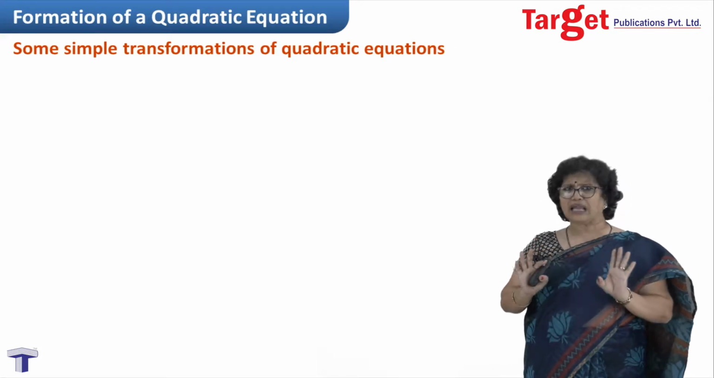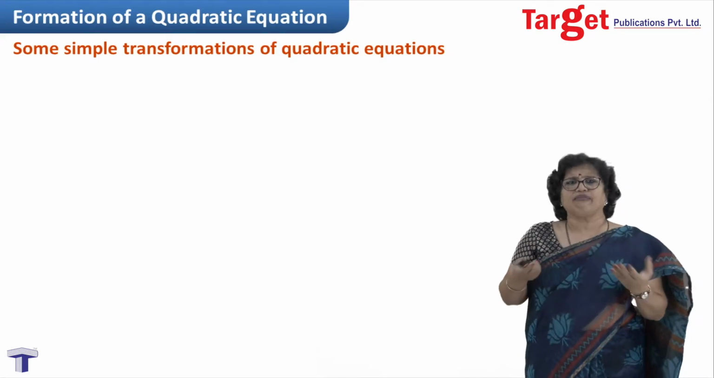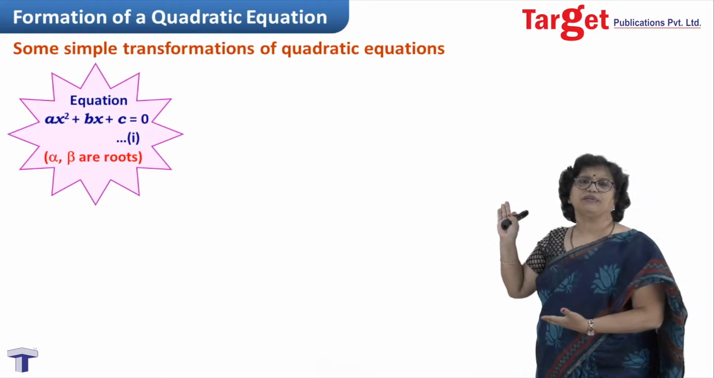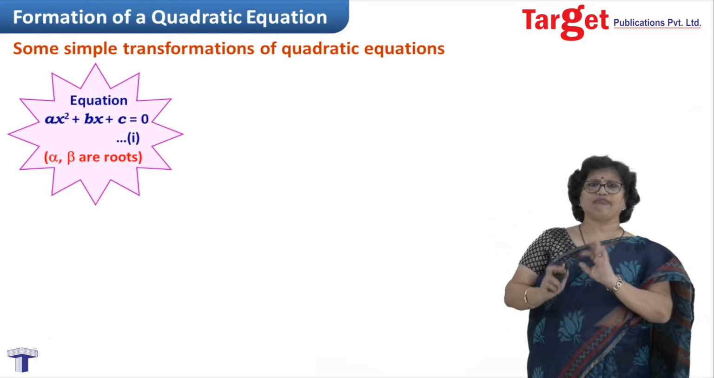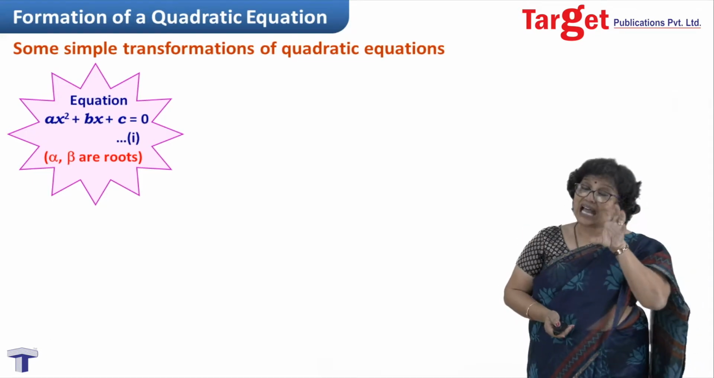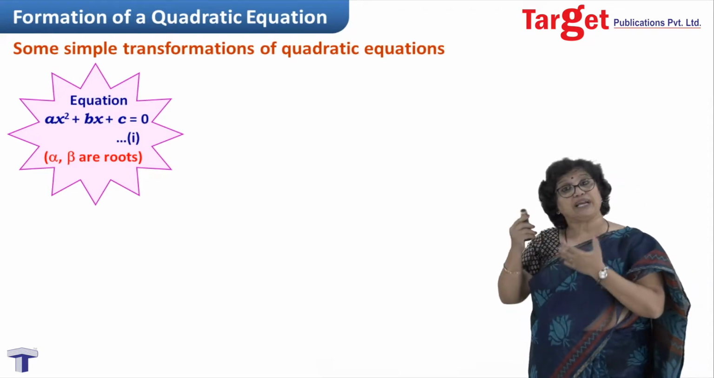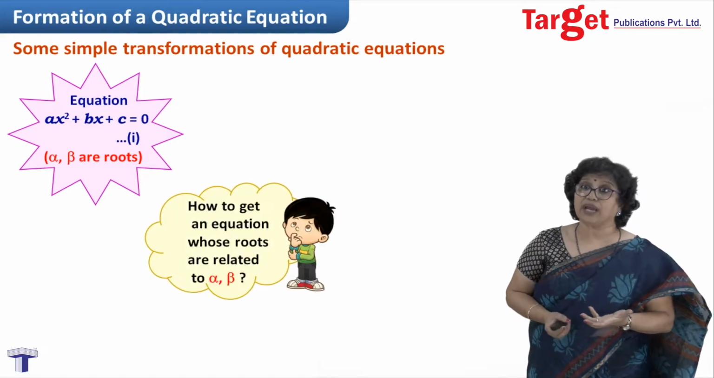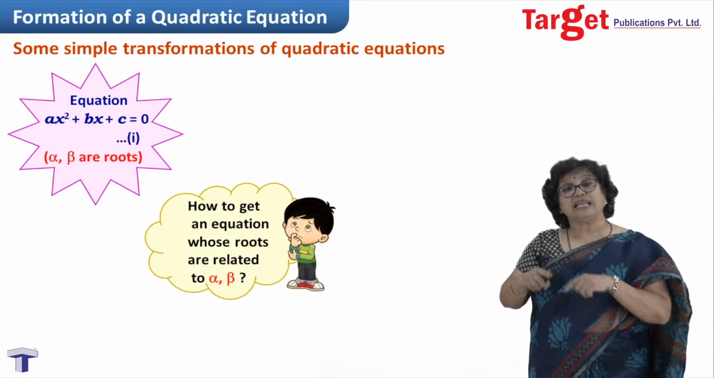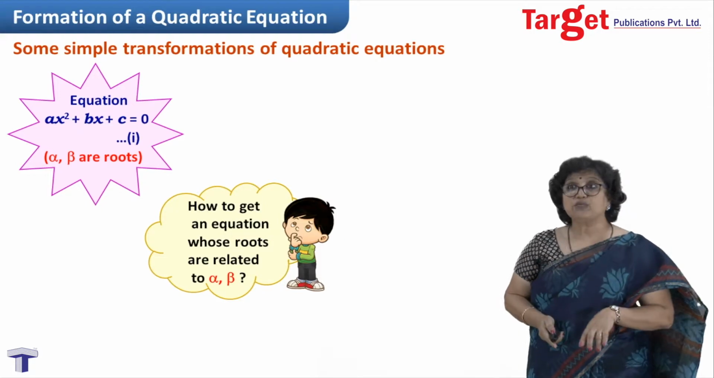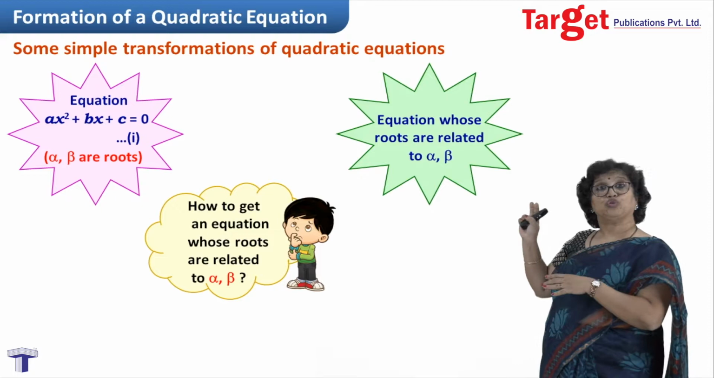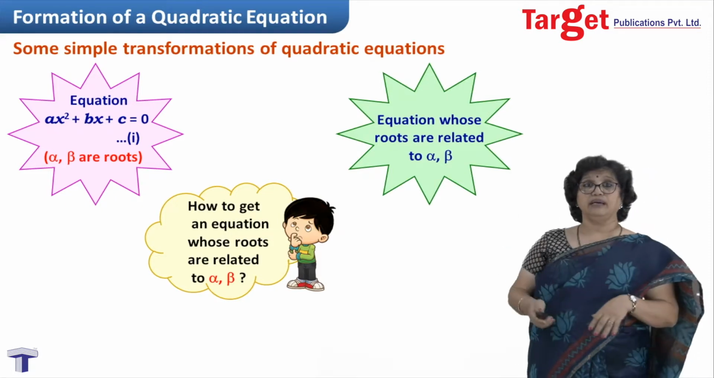Now some equation is given to you where roots explicitly are not known to me, but I just say alpha and beta are the roots. So some equation, say ax square plus bx plus c equal to 0, is given to me and alpha, beta are the roots. With the help of this equation, I'm expected to get some other equation. What kind of equation am I expected to get? Whose roots are related to alpha and beta.